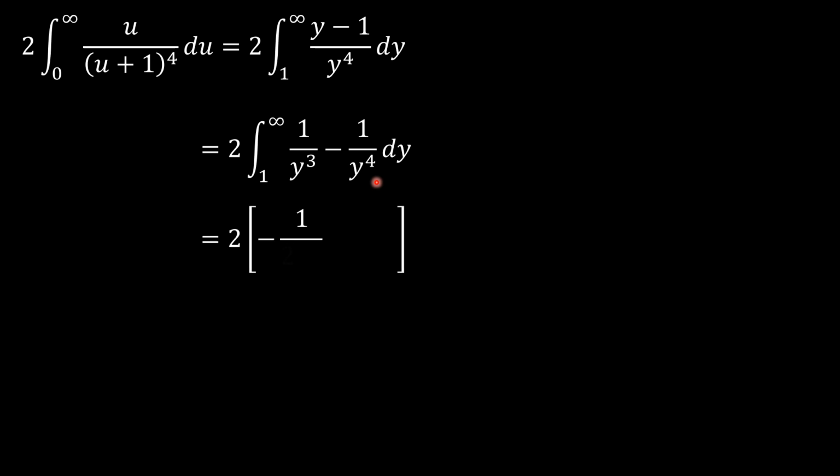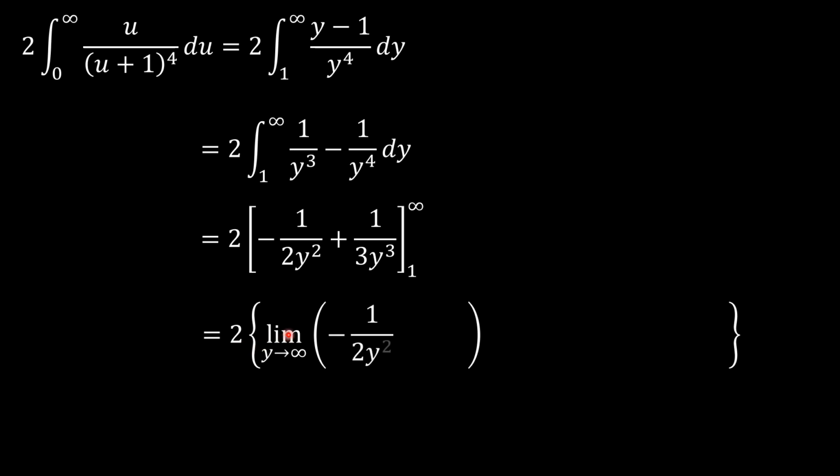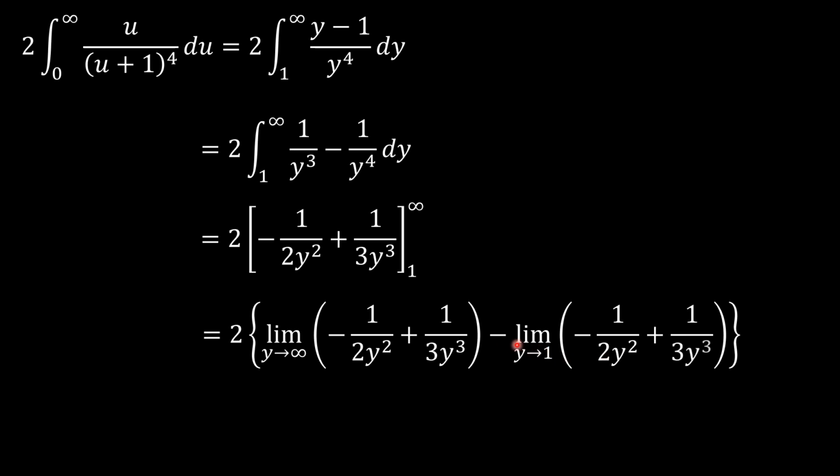So that is an easy integral to work with. And so we have negative 1 over 2 y squared plus 1 over 3 y cubed. And so applying the limits appropriately, 2 times the limit as y tends to infinity of this expression means that everything here tends to 0, minus the limit as y tends to 1 of this expression means that we have negative 1 over 2, y is 1, so negative a half, plus 1 over 3.